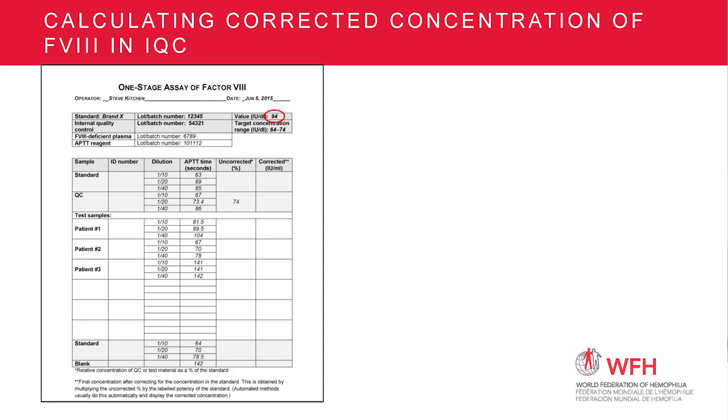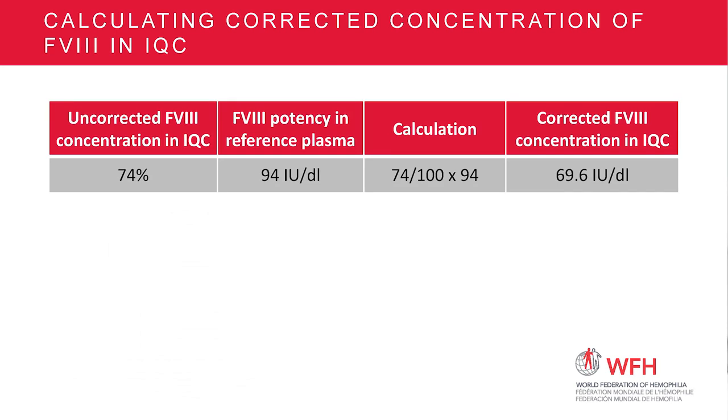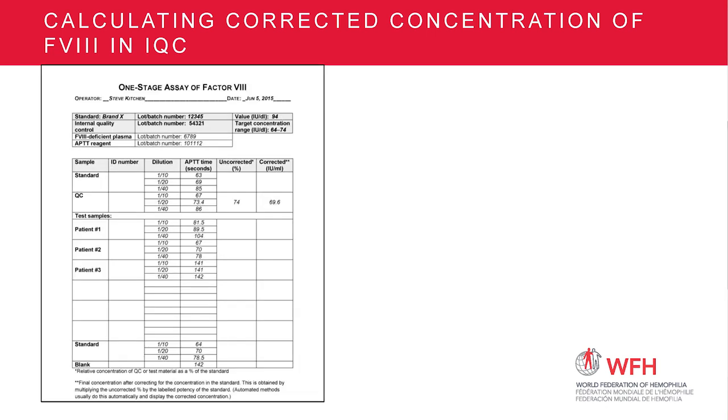So we now need to know what is the potency of factor VIII in the reference plasma we've used to construct this assay and this line. The particular reference plasma that we used had an assigned potency of 94 international units per deciliter. It's a pooled normal plasma. It's close to 100, but not exactly 100. The concentration of factor VIII in the IQC material is 74% of 94, 69.6, 70 international units per deciliter.